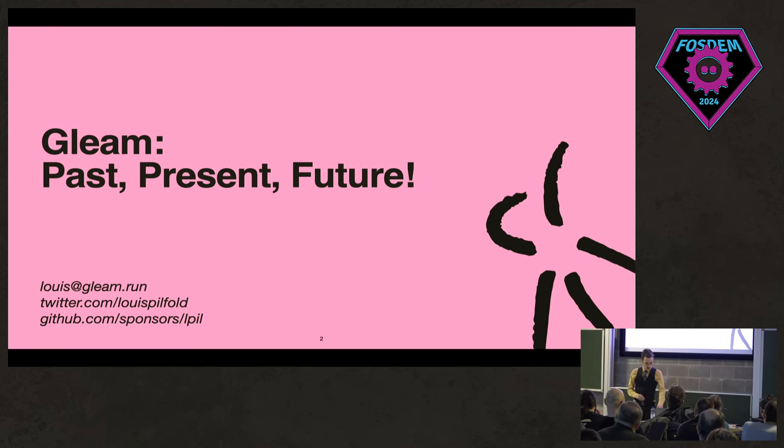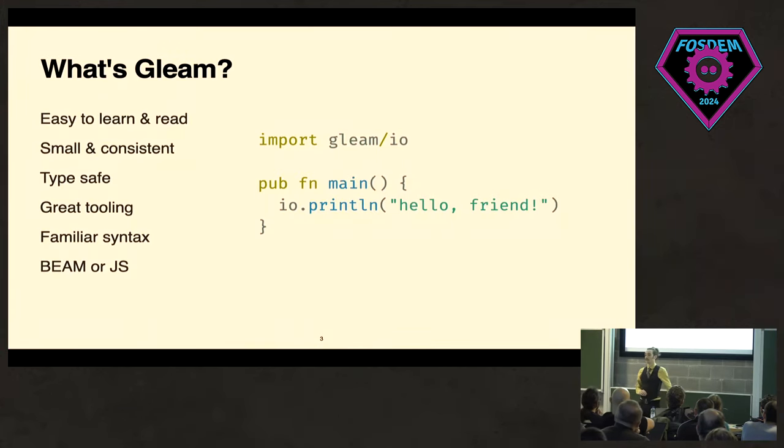So, this slide is ever so slightly irrelevant after that last talk, but I just want to start by saying, what is Gleam? To get everybody on the same page. It is a new functional programming language. It doesn't look like Ruby. It doesn't look like Prolog. It kind of looks like Rust, C, JavaScript, that sort of thing, perhaps.